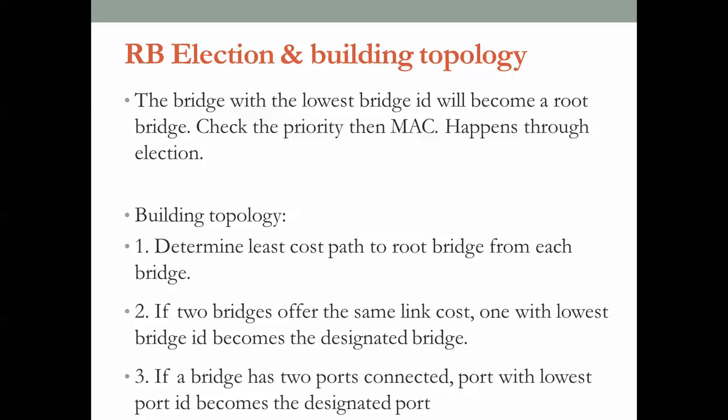Now let's see what happens if two ports connected to each other on the same two switches have the same cost. Now the bridge ID factor is also negated, because there are two links between two switches, so the bridge ID is the same. So how is this resolved? The bridge which has the lowest port ID then gets selected as a designated port. In the bridge there are two ports, and the one which has the least port ID gets to be the designated port.